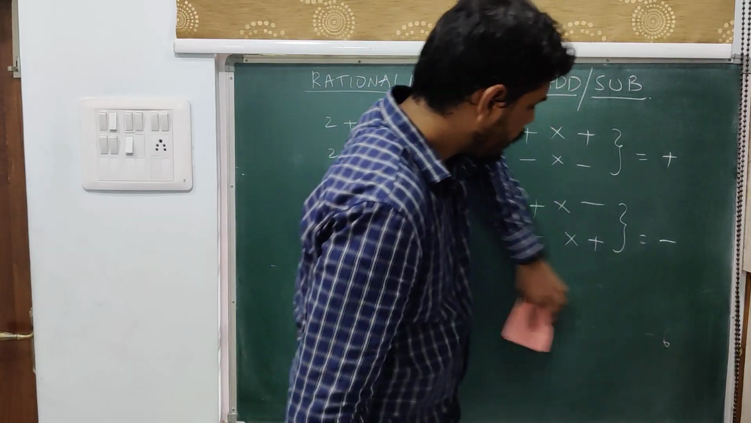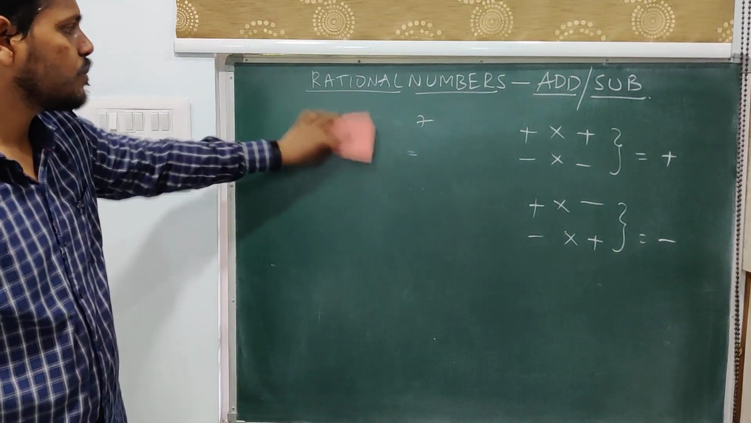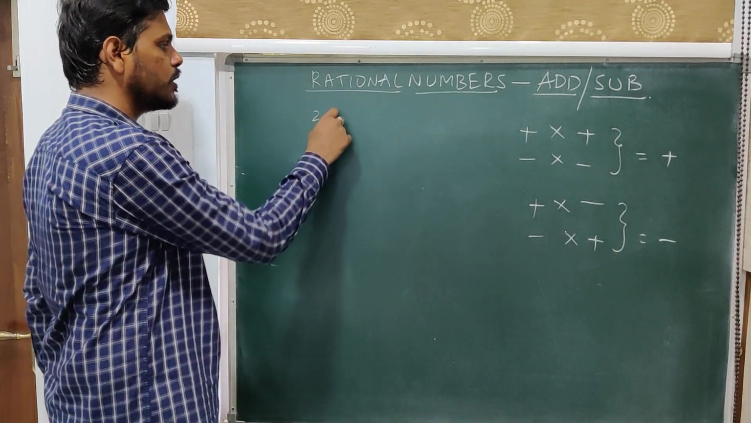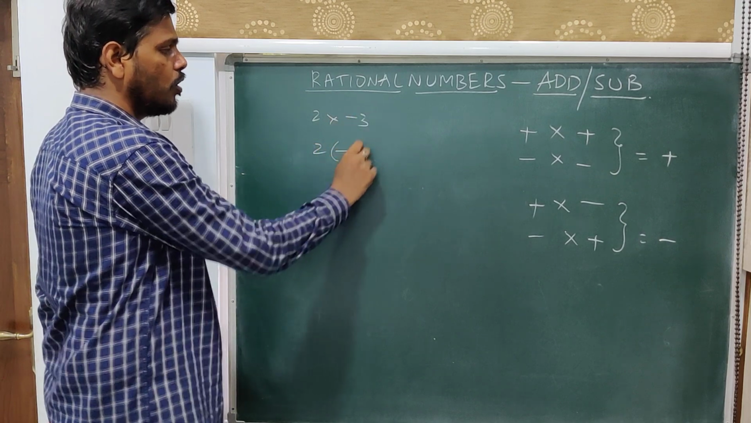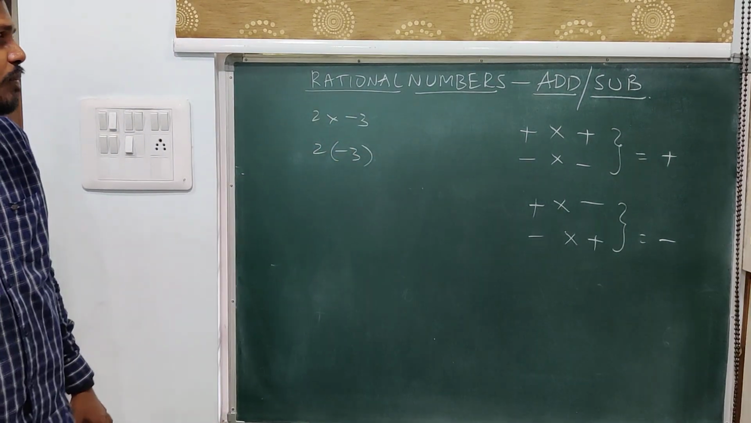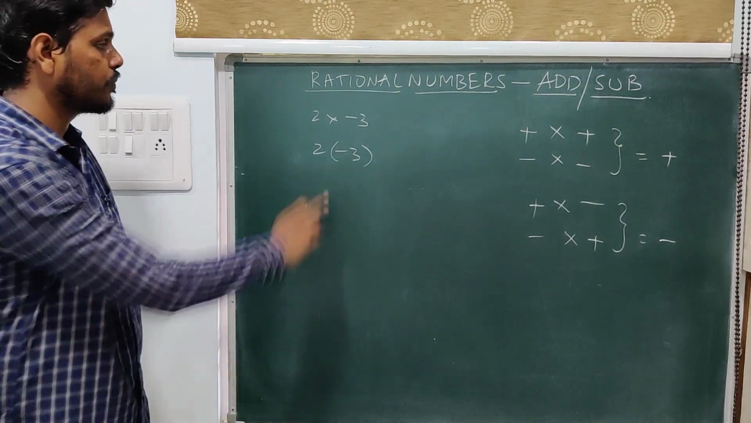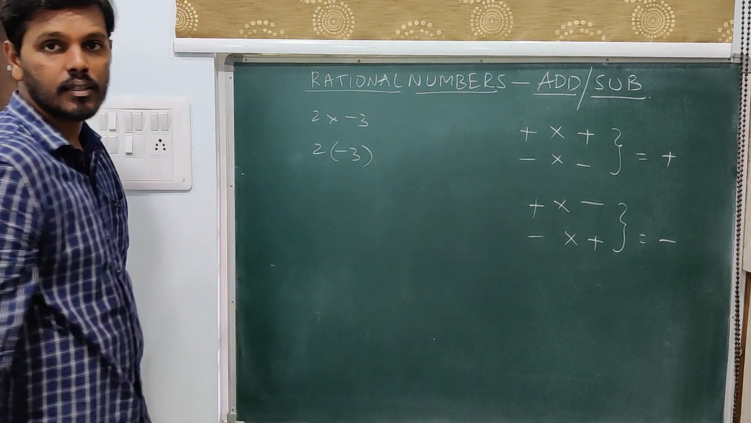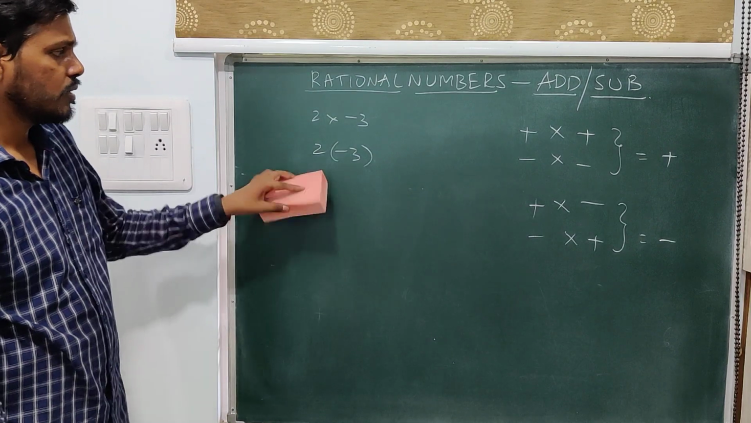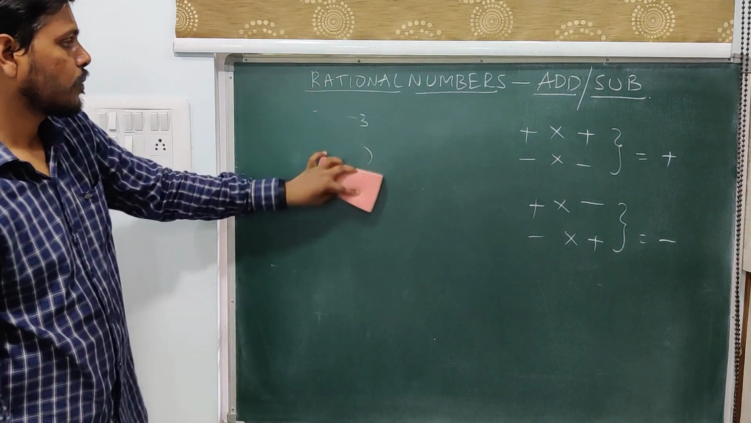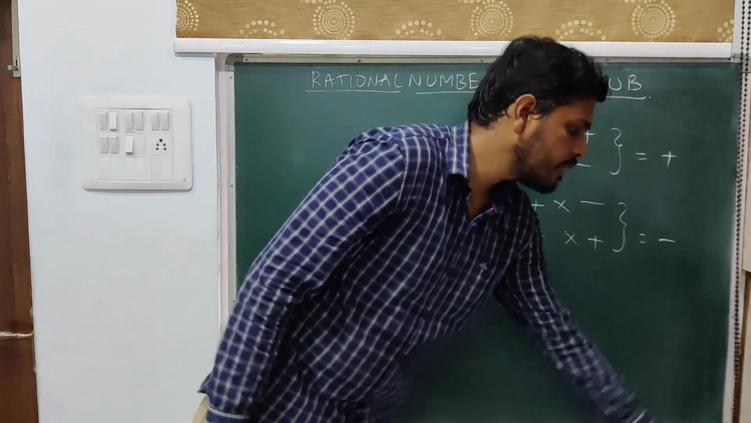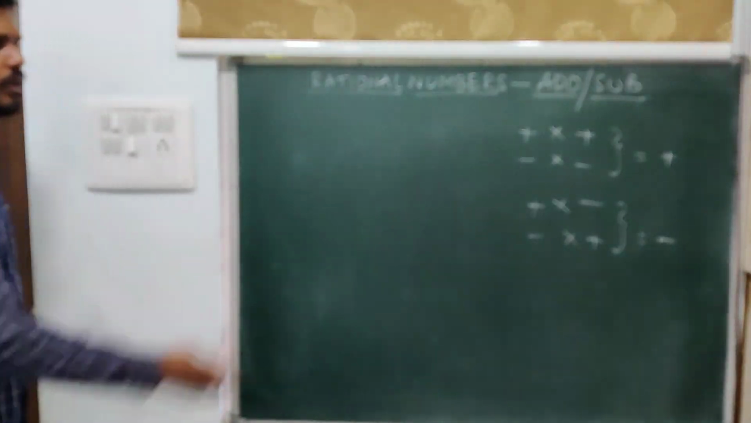Now, whenever you find a bracket, assume that is multiplication. Instead of writing 2 into minus 3, I may write 2 of minus 3. So 2 of minus 3 is the same as 2 into minus 3. So wherever you don't find a multiplication symbol and you find a bracket, that indicates multiplication. Now this is generally what we use. We go with the addition, subtraction of integers as well.